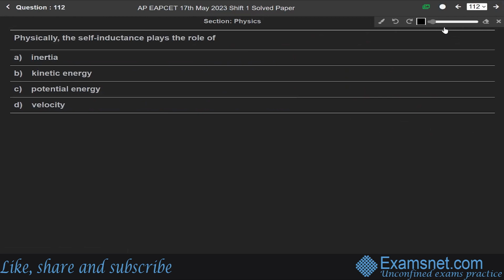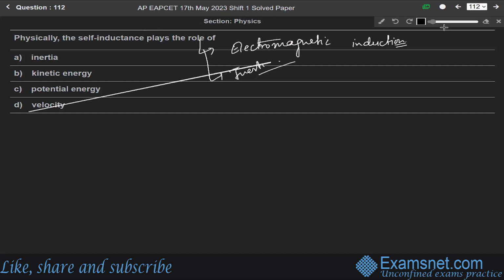Okay. Now next question 112. Physically, the self-inductance plays the role of. This question is from the chapter of electromagnetic induction. It is asking about self-induction. Physically, self-induction plays the role of inertia, meaning it is the electromagnetic analog of mass in mechanics. Work needs to be done against the back EMF in establishing the current. So self-induction plays the role of inertia. That is, option A is the correct answer.